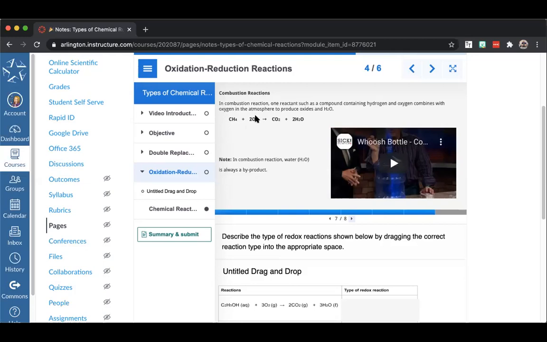The other reactant is always oxygen. It's always O2. And your products are always carbon dioxide and water. And so that's kind of the basic pattern here. There's not like an A, B, C, D type of thing. It's very specific. The only thing that's going to change is the subscripts on your carbon and hydrogen.